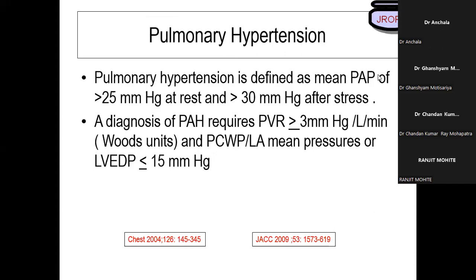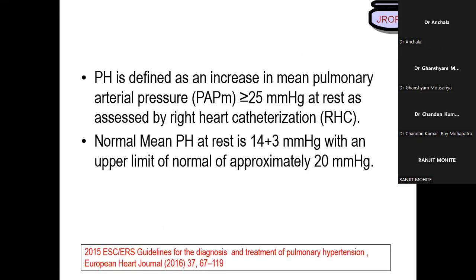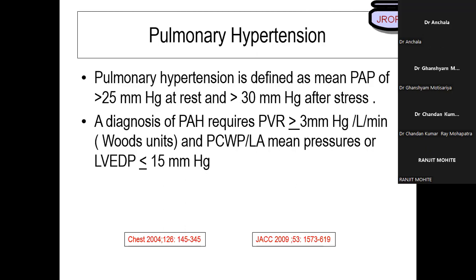All of you understand that mean pulmonary artery pressure of more than 25 millimeters of mercury at rest and more than 30 millimeters of mercury after stress is labeled as pulmonary artery hypertension. And it needs a pulmonary vascular resistance of more than 3 Wood units, and pulmonary capillary wedge pressure of less than 15 millimeters of mercury. How do we estimate pulmonary capillary wedge pressures? Two important things we are going to learn are PVR and pulmonary capillary wedge pressure.